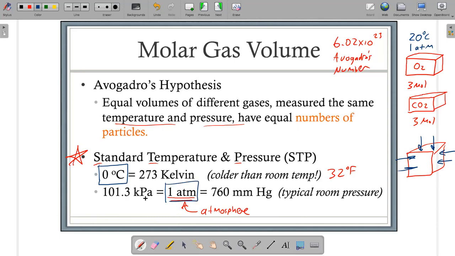These other values are in other units that we use commonly in chemistry. This unit, the millimeter of mercury, is a unit related to how much pressure, or when 1 atmosphere of pressure can support a column of mercury that's 760 millimeters high.